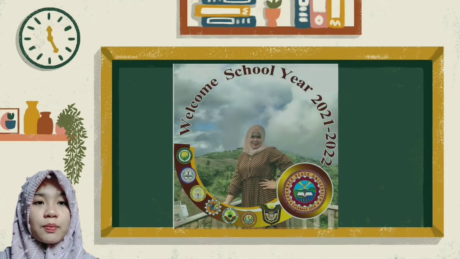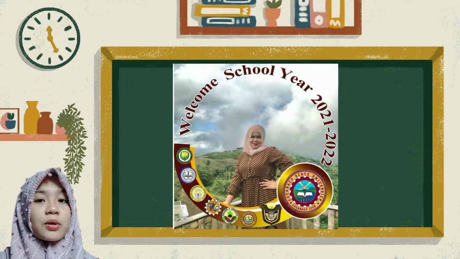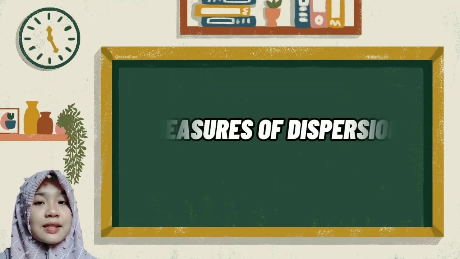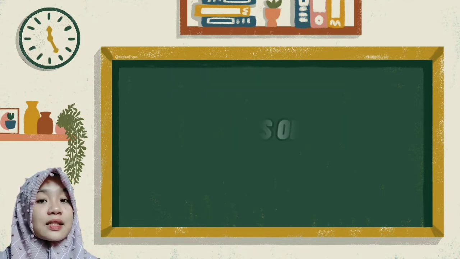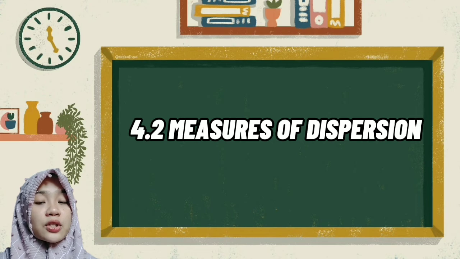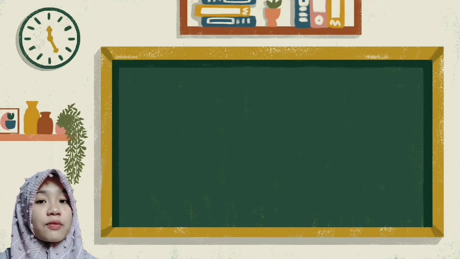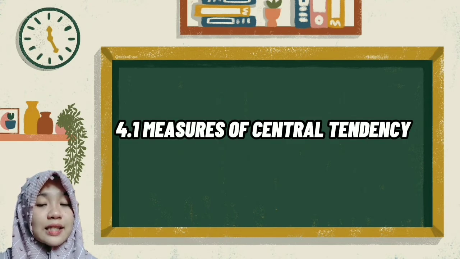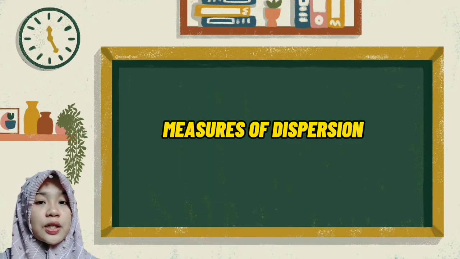So for our today's report, we are going to discuss the measures of dispersion in statistics. This is section 4.2 that our teacher gave to us. The first topic was 4.1, measures of central tendency, reported by our fellow classmate Kenta. So, proceeding to my task, which is the measures of dispersion.